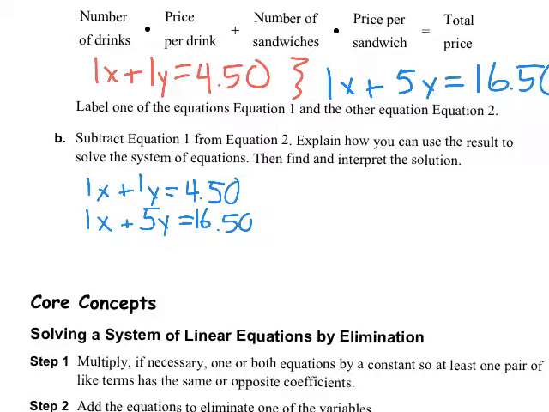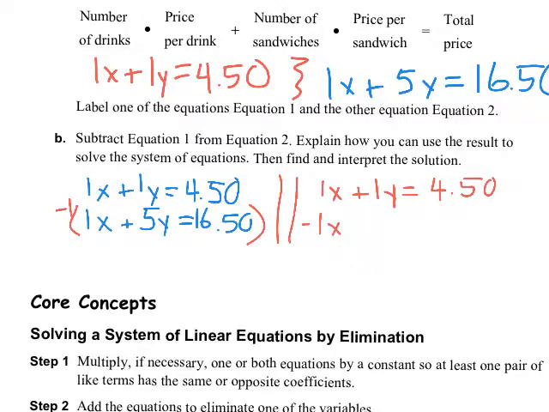Anybody have a preference? Bottom? Okay. All right, so we're going to multiply this bottom equation by -1. Okay? So let's just rewrite my function here. I have 1x plus 1y equals 450. Right? That didn't change. The bottom equation got multiplied by a -1. So -1 times 1 is -1x. -1 times 5y is -5y. And -1 times 1650 is -1650.